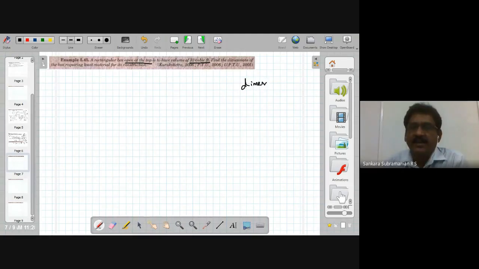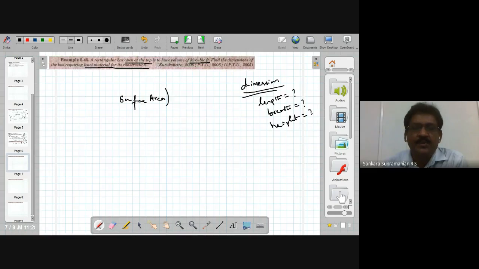Yes. When it says find the dimension, they are asking what the length is, what the breadth is, what the height is. Find the dimension of the box requiring least material of its construction. That means its surface area should be minimum.